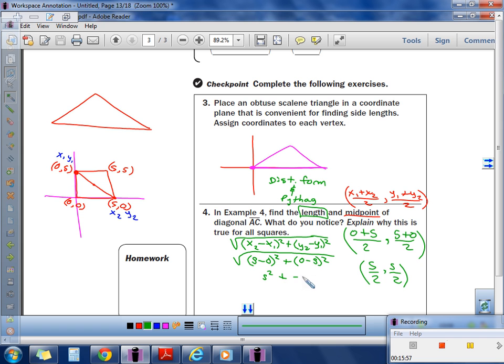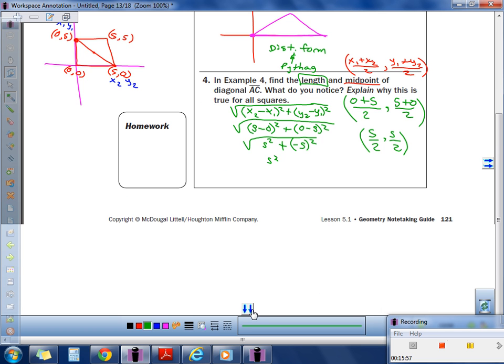0 minus S is negative S, so I'm going to keep parentheses around that one because we've got to deal with that. So S squared is just S squared. Negative S squared. What happens when you square a negative term? Yeah, negative times a negative is a positive, so that's another positive S squared. Now some people did some weird stuff. Here's one thing that I saw, which is incorrect.